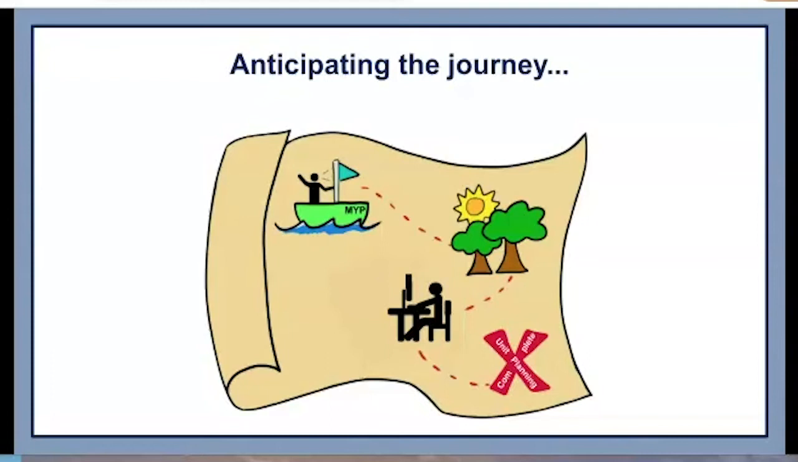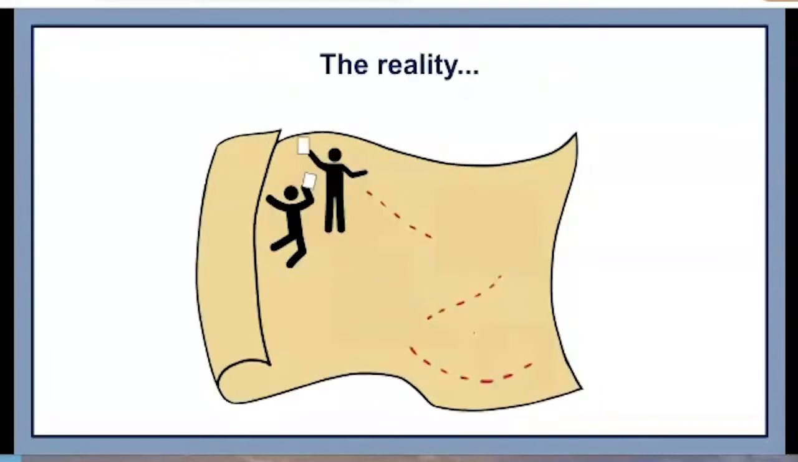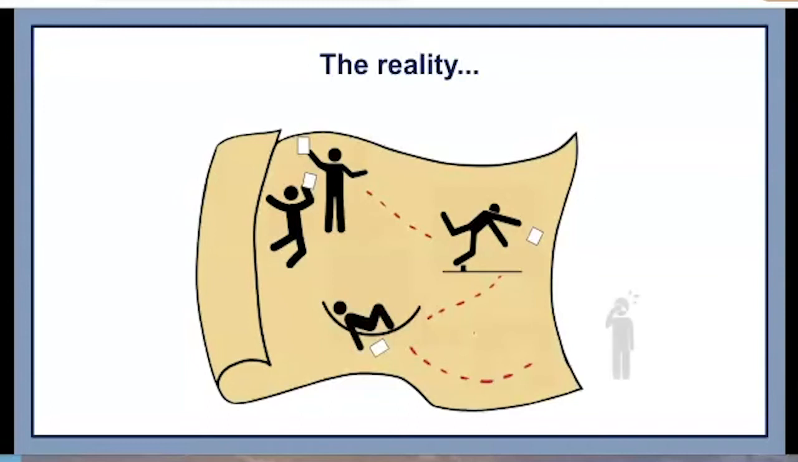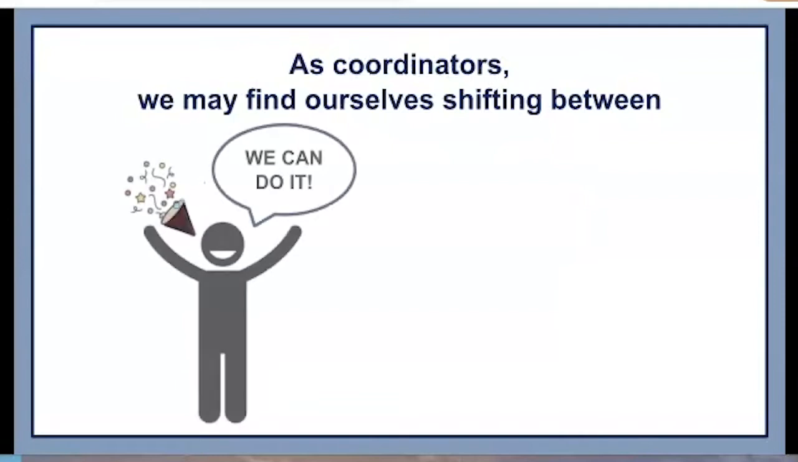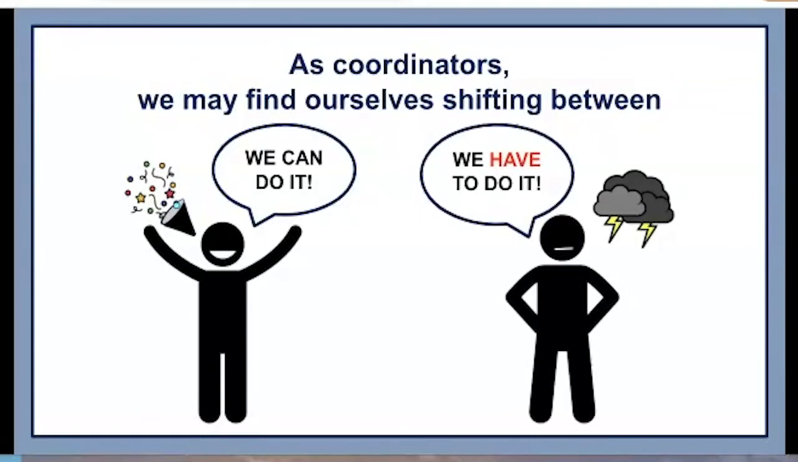But the reality of that journey can be very different. There can definitely be excitement and success in developing excellent units, but there can also be detours and trip-ups and exhaustion. And there may be times when teachers just step away from the journey, frustrated, mad, or depressed. As coordinators, we may find ourselves shifting between being really enthusiastic, "We can do it, yeah!", or shifting over to "We have to do it" and feeling kind of like we're forcing something on the teachers.